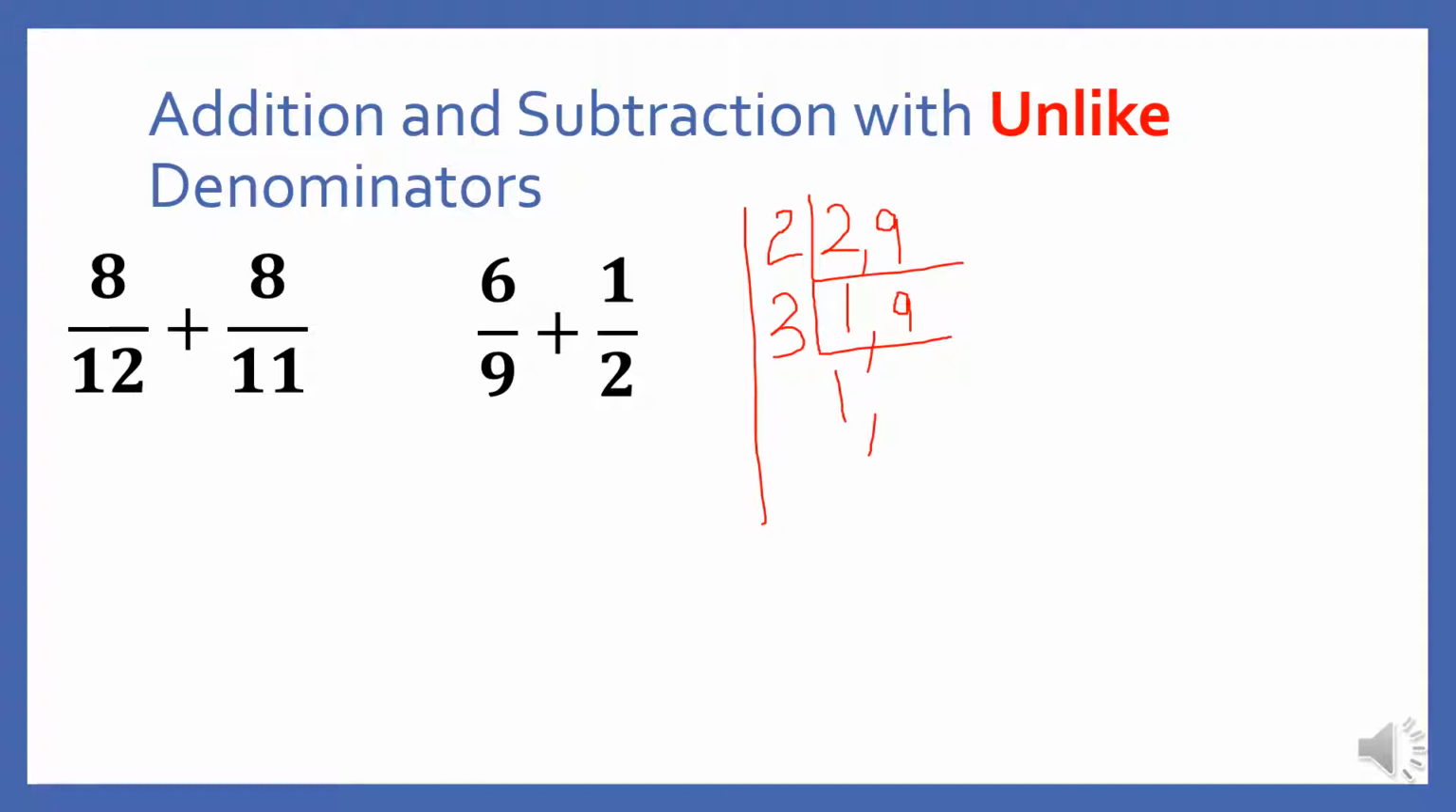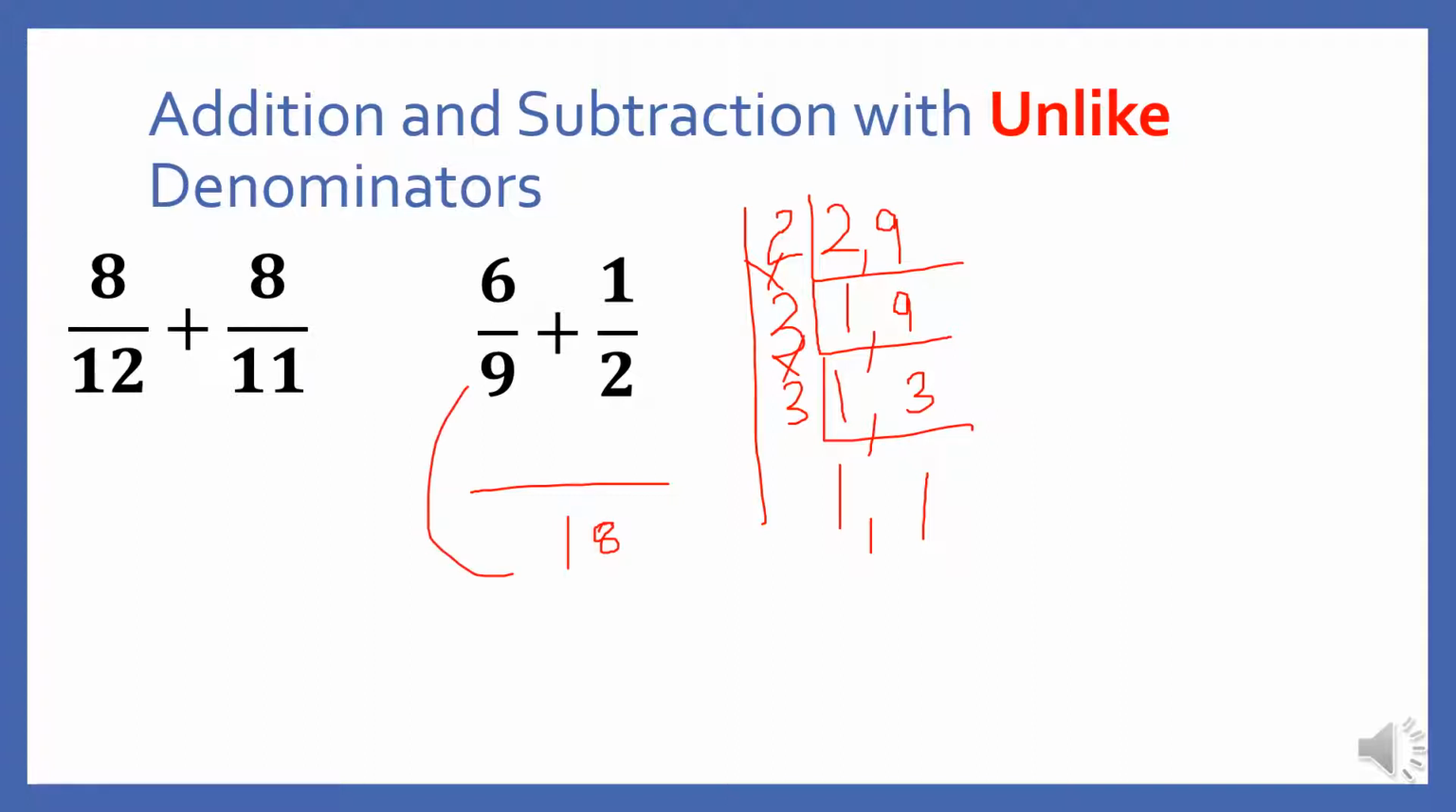3 can go into 9 3 times. I'm going to use 3 again. 3 into 3 is 1. To get the LCM, I multiply the numbers on the outside. 2 3s are 6, and 6 3s are 18. So 18 is my LCM.